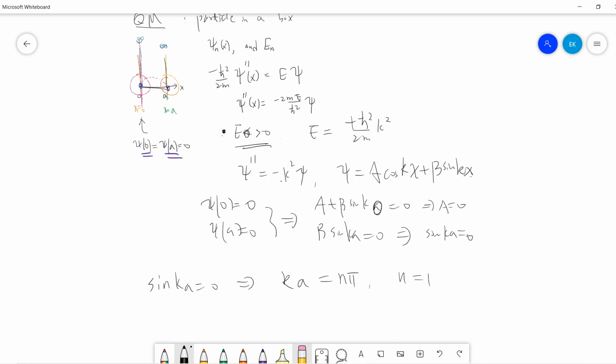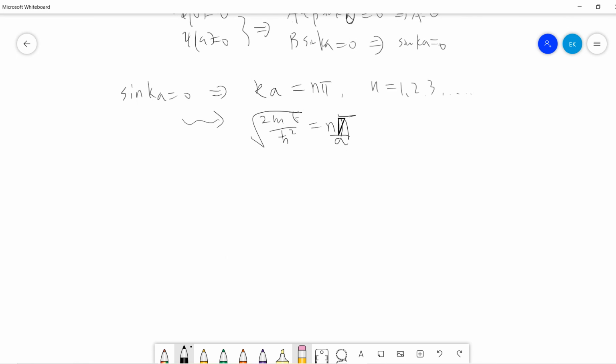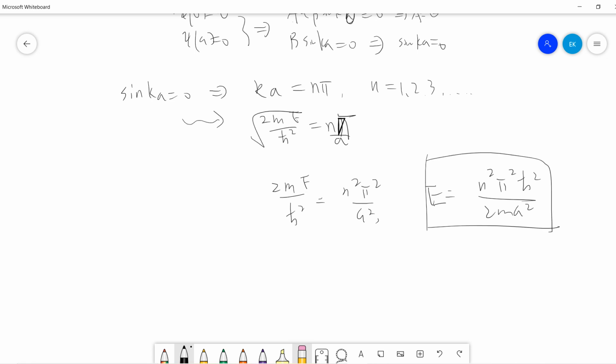N is an integer: 1, 2, 3. N cannot be 0, because if n is 0, then k is 0 and we get the same thing as before. So k cannot be arbitrary. k, which is the square root of 2mE over h bar squared, equals n pi divided by a. So E is n squared pi squared h bar squared over 2ma squared. This is the energy. The energy is proportional to n squared, where n is 1, 2, 3.